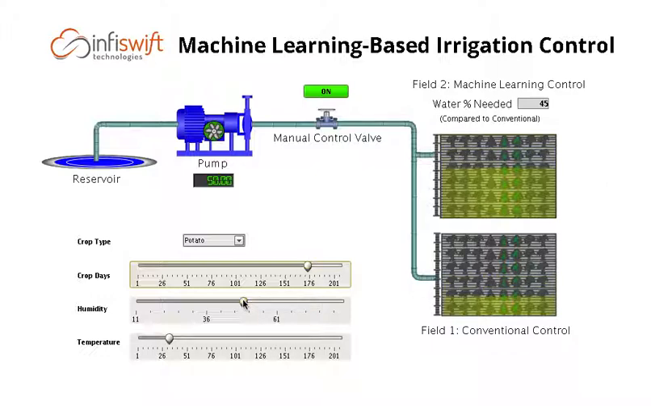Likewise, if the ambient humidity changes, we can automatically adjust for that, and so that may go up or down based on that particular plant's needs. And then we have a range of temperature as well that can affect the amount of water needed for that particular plant.